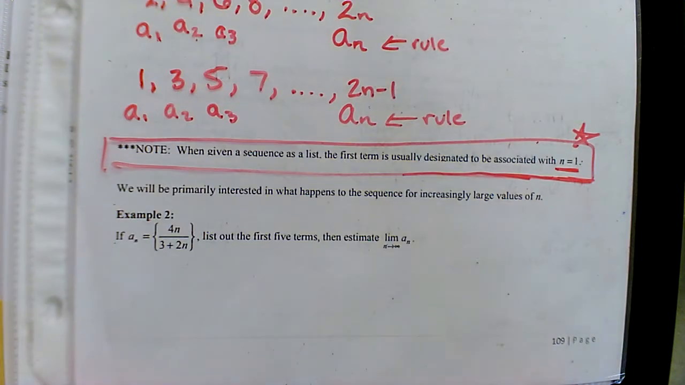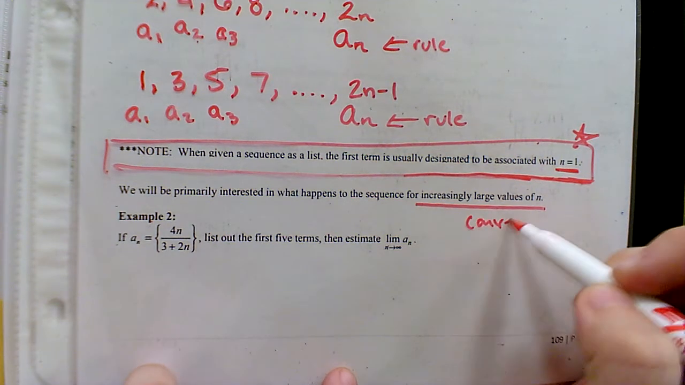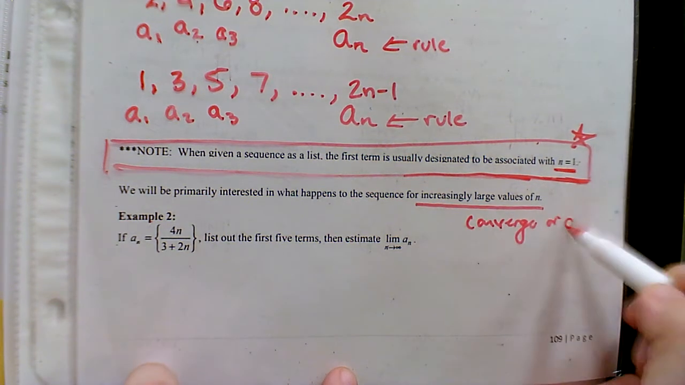But what we're interested in is what happens as we get increasingly larger into this sequence. Are we going to start to see a pattern after a while, or are the numbers going to continue on forever? We're basically trying to figure out, do we converge or diverge?